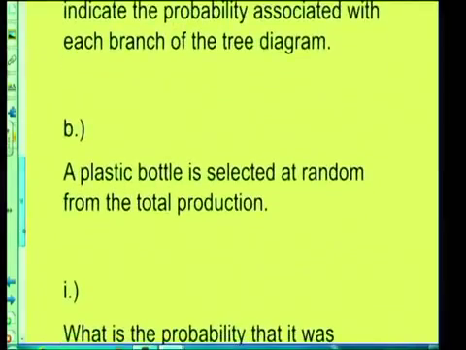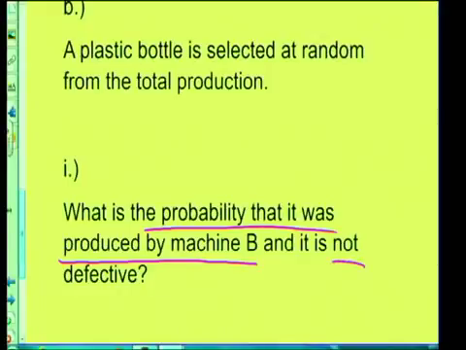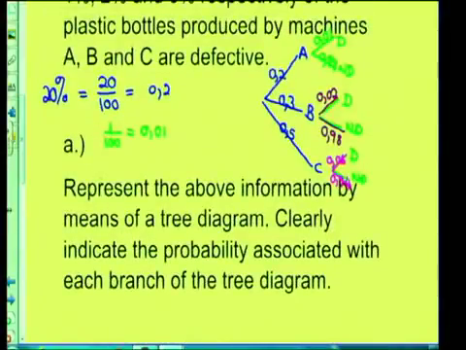Right, the next question says, a plastic bottle is selected at random from the total production. So we're going to put our hands in, pull out a bottle, and who knows if we're going to get A, B, or C. What is the probability that it will be produced by machine B and not defective? Now, what we do for this is we follow the arms. So they wanted to come from B. So let's get a little highlighting color. I don't know what we'll use. Let's use orange.